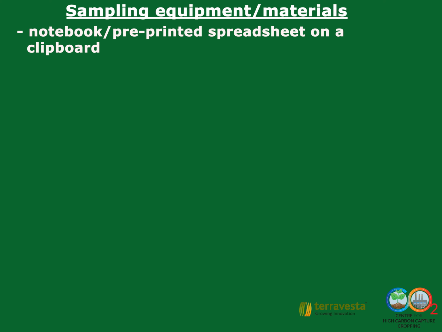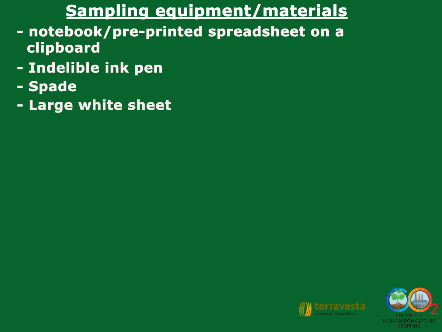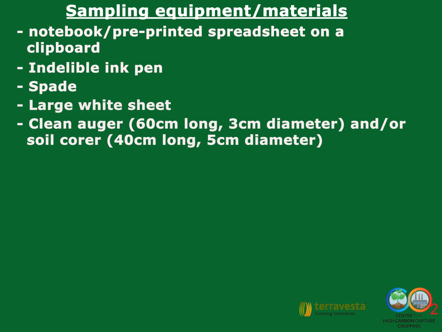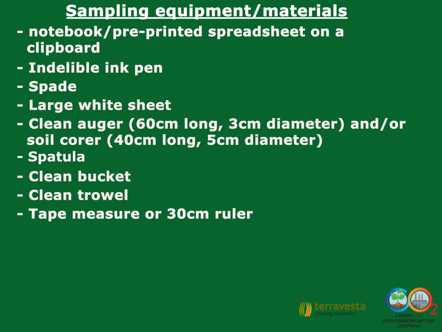When sampling, one requires the following equipment: a notebook or a pre-printed spreadsheet on a clipboard to record the sampling data, an indelible ink pen, a spade, a large white sheet, although we found cutting open a supermarket bag for life works well, a clean auger with a minimum length of 60 cm and ideally 30 mm diameter, and or a corer 40 cm long and 5 cm in diameter, a spatula, a clean bucket, a clean trowel, a tape measure or a 30 cm ruler, a stick, and optionally a 5 metre bit of string. This is to help mark out the plot area.